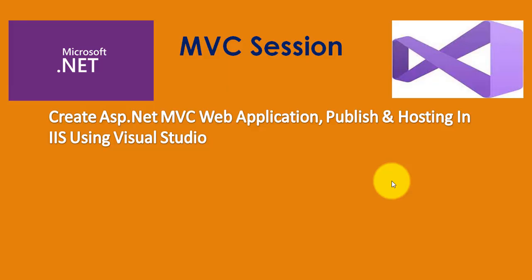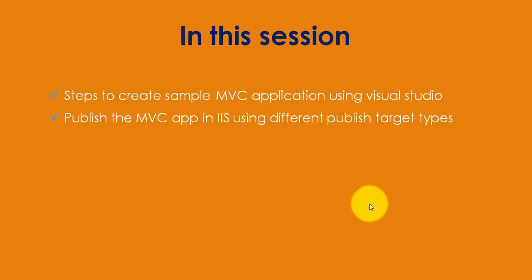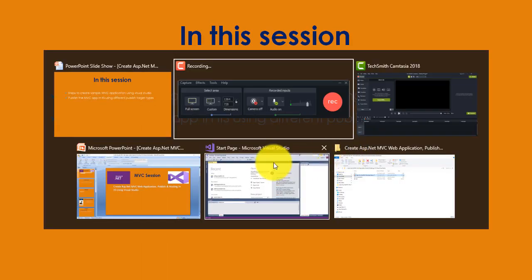Welcome to my channel. In this video I'll describe how to create an ASP.NET MVC web application, and how to publish and host it in IIS using Visual Studio. So let's begin. A few points we will discuss today. First, the steps to create a sample MVC application using Visual Studio, and how to publish the MVC app we have created earlier, and how to host this in IIS using different publish target types. So I'll go to my Visual Studio.